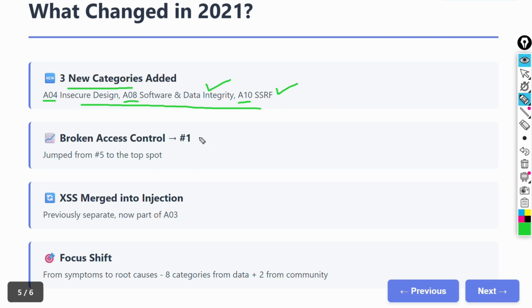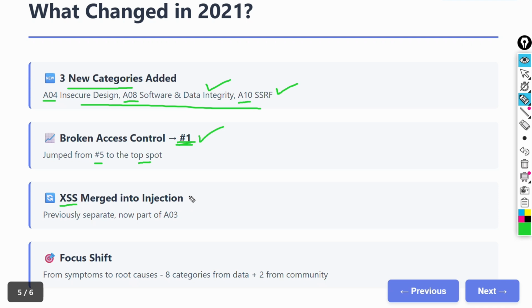And then the next change was broken access control. Here it jumped from fifth to the top spot. Earlier it was in the top 5 in 2017, now it is number 1. Why? Because it was one of the most critical issues, and it showed how widely and dangerously it was spreading across projects, with dangerous access control flaws. That is where it came into picture to become number 1.